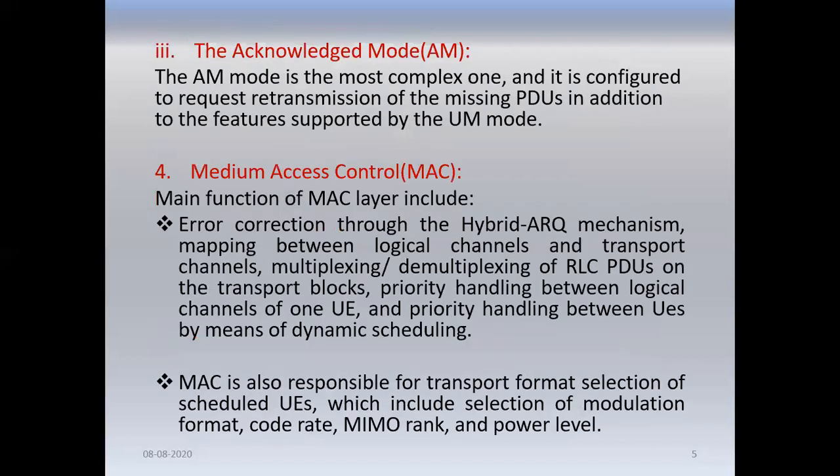Next one is the acknowledged mode. So acknowledged mode is a complex one because it requires feedback from the receiver to the transmitter for the retransmission of the missing packets, in addition to the features supported by the unacknowledged mode. So it is an advanced version of unacknowledged mode with the feedback taken. So it is called acknowledged mode or AM.